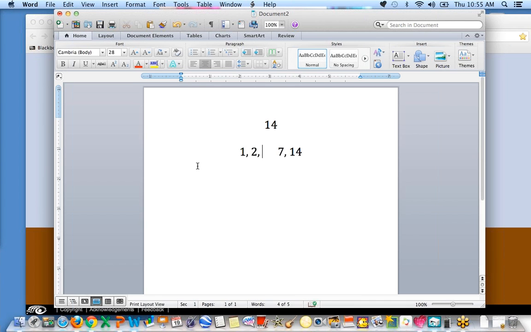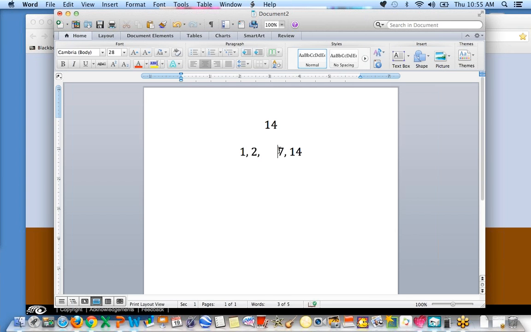Now what about 3? Can I multiply 3 times 2? That would be 6. No, that's not 14. What about 3 times 3? That's 9. That's not 14. 3 times 5? That's 15. So that 3 is not a factor of 14. It is 1 off.